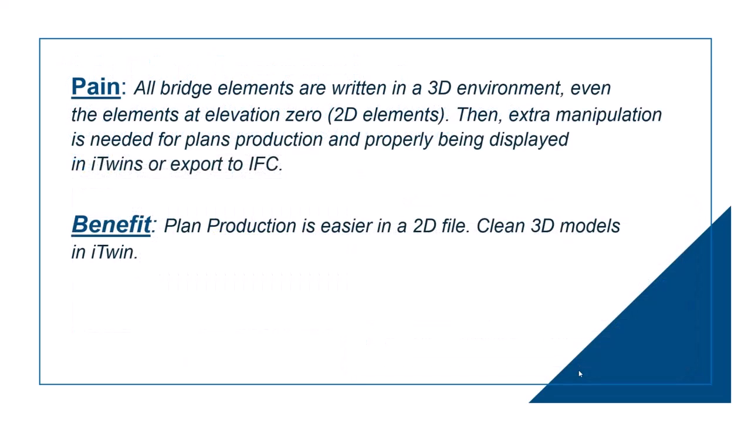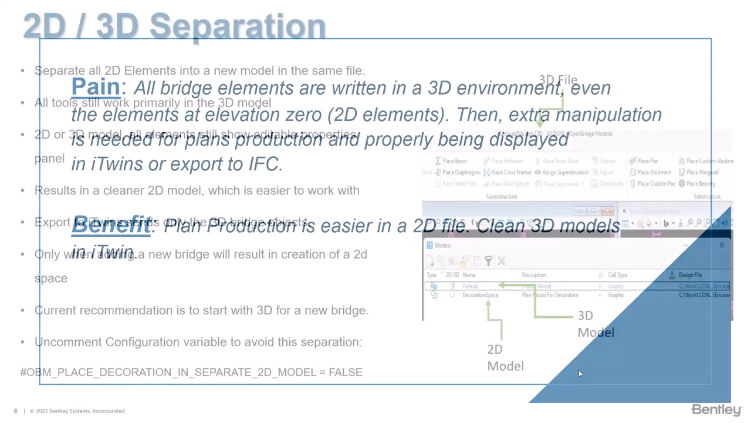That created some issues with extra manipulation of the elements, because elevation 0 is 2D, so it should be on a 2D model. And also, when people were transferring this to iTwins, they were seeing elements that you really don't want to see in a 3D model because, as I said, it's elevation 0. So what we did is to clean this up.